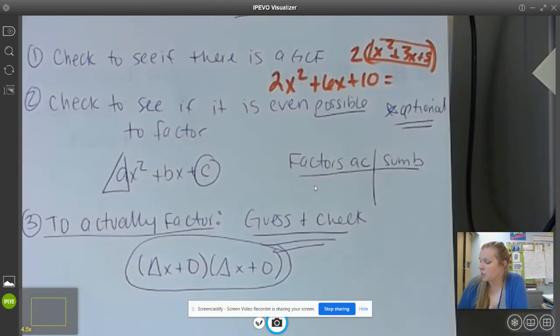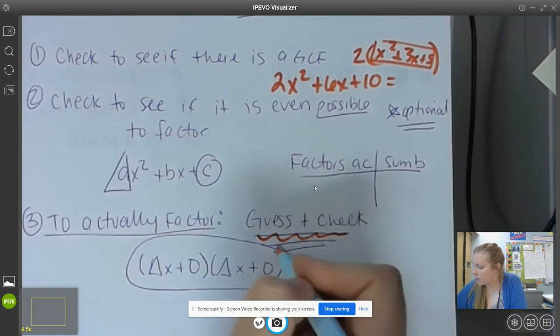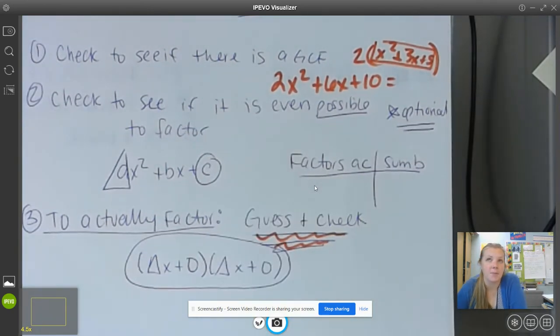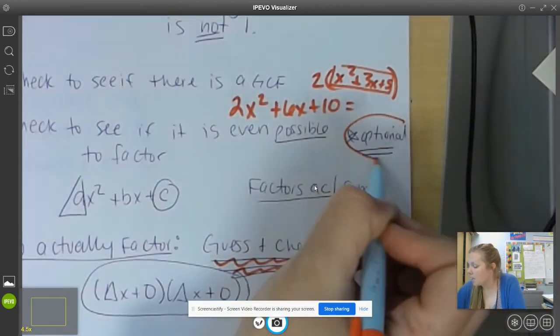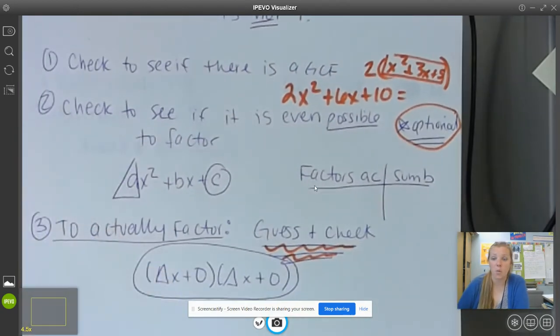The second step is you're going to just check to see if it's even possible to factor. The way you actually factor is you're going to guess and check. That's what the third step is. And so sometimes you feel hopeless when you're doing this work, that it's never going to work out. You're never going to get the right answer. You're never going to find the right combination. And so step 2 is just to see if it's even possible. This is an optional step. If you like to live on the edge and you don't want to do this extra step, then you don't have to. You just might not know for sure if your answer is going to come out or not.